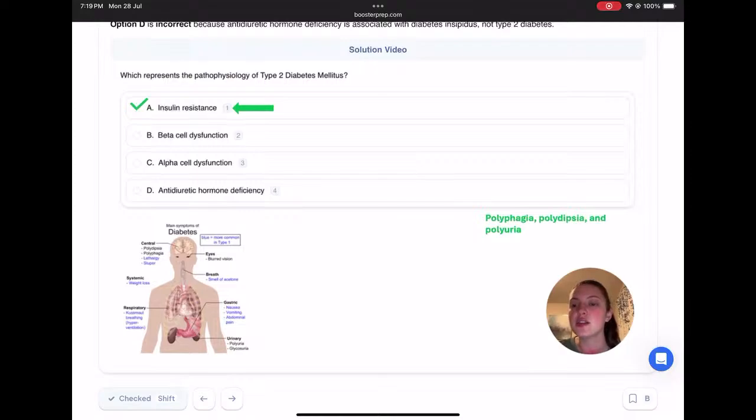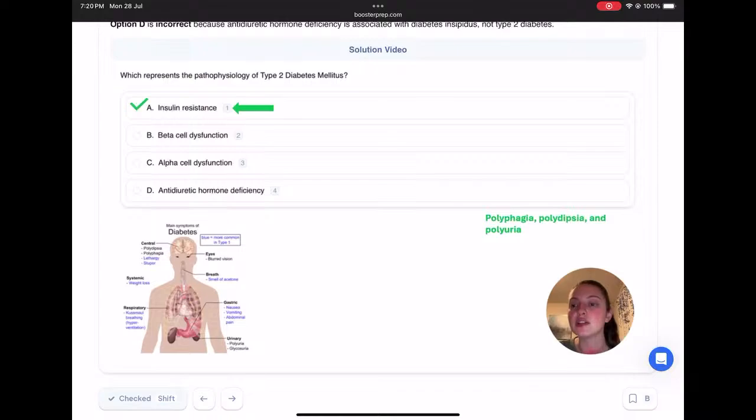In the early stages of the disease, the body's cells, particularly those in the liver, muscle, and adipose tissue, become less responsive to insulin. When cells become resistant to insulin, the pancreas compensates by producing more insulin. However, despite the increased insulin levels, the glucose uptake by the cells remains impaired, leading to hyperglycemia and the symptoms of diabetes we discussed. This insulin resistance is due to a number of factors. Genetic factors, environmental factors, and lifestyle factors contribute to its development.